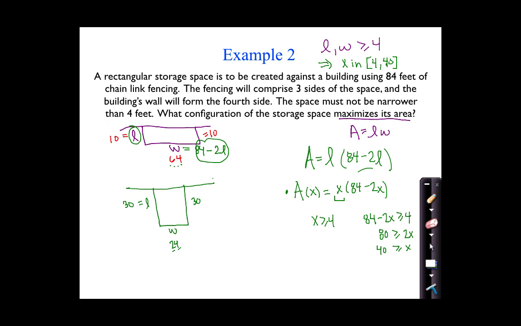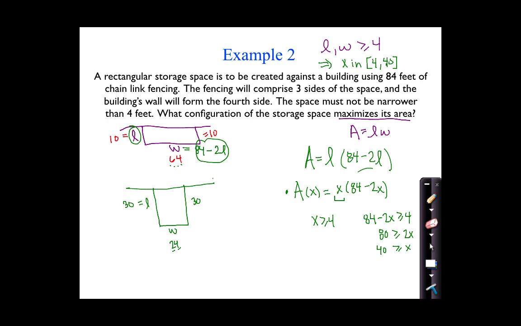So thinking about parabolas and graphs, as long as that vertex is between 4 and 40, that's my maximum. I don't care about a minimum here. I'm not trying to minimize my storage space. That would be a silly thing to do. So I'm going to take a look at my critical value here. That's, I hope, in the middle of 4 and 40. If it's not, I'll check 4 and I'll check 40 to see which one gives me the maximum area.